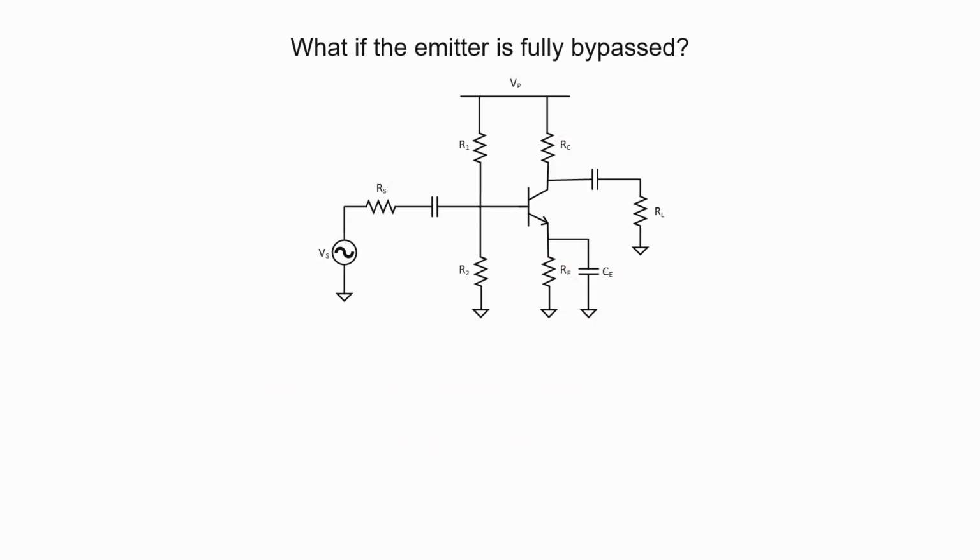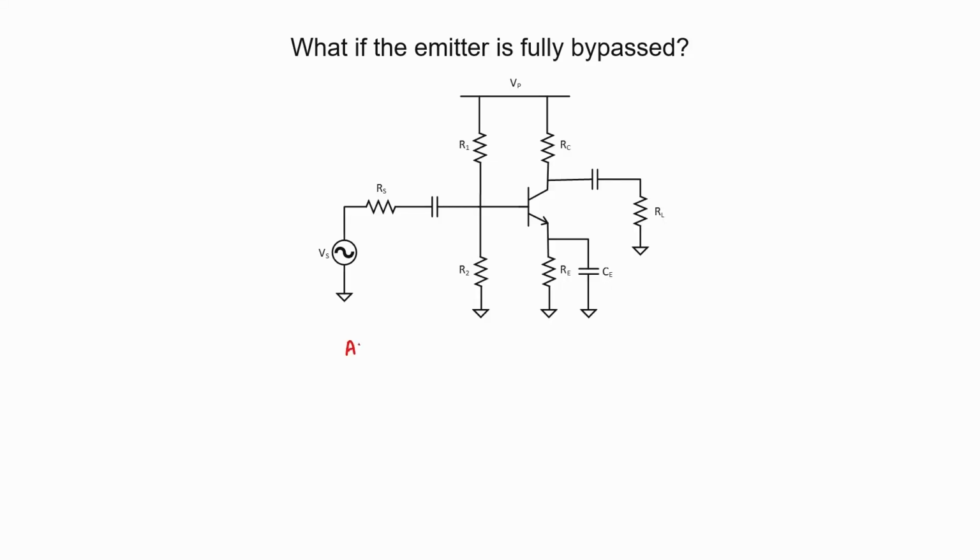We've just seen that if we bypass the emitter resistor, we can increase the gain. What if I fully bypass it? The AC signal is now not going to see any resistor down here at all for the emitter, so is my gain going to go to infinity? Well, not really. I need to show you how to deal with this situation. Let's first draw our AC equivalent circuit.